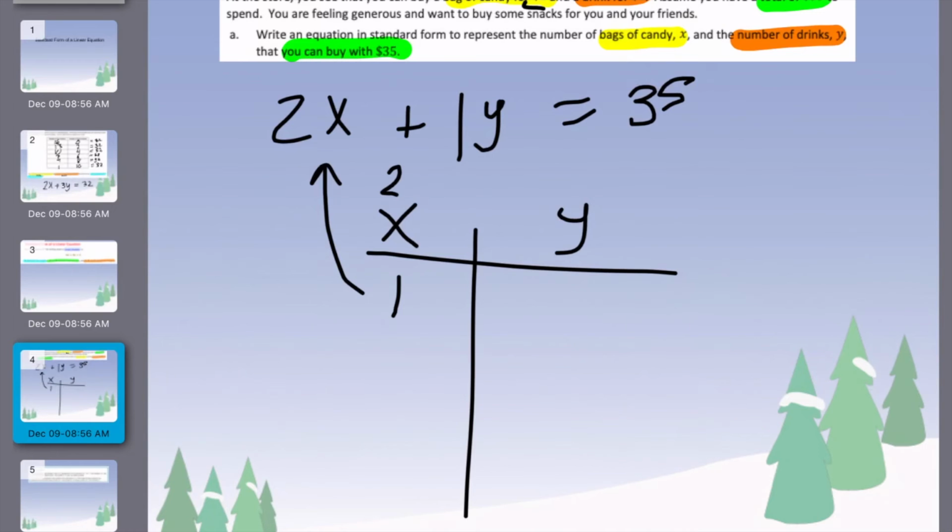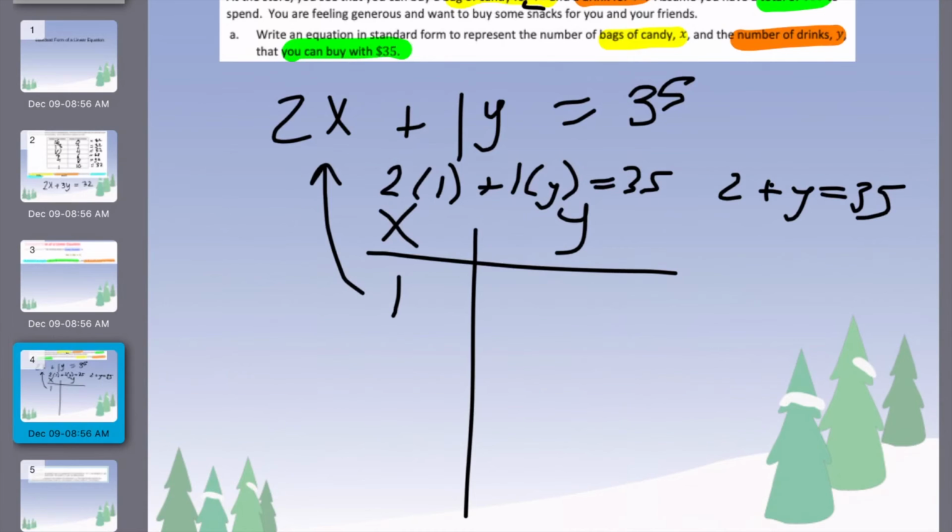So 2 times 1 plus 1 times a number equals 35. So this is really 2 plus a number equals 35. So I know that the number of drinks I have to buy are 33 drinks. And the best part about all of this, not only can I just determine whatever x I want it to be, because that's how I can solve equations in standard form, I just have to say x is going to be this number, and then I need to figure out what my y is.